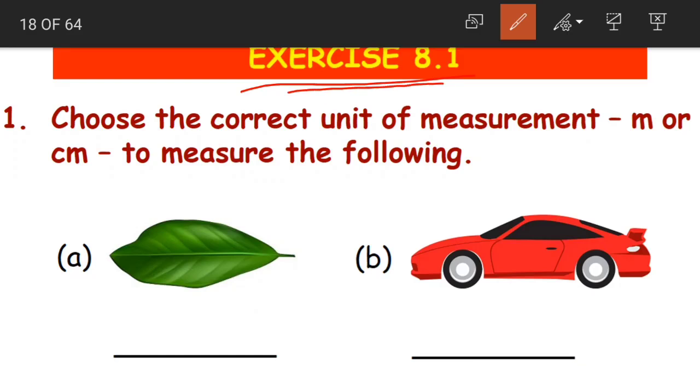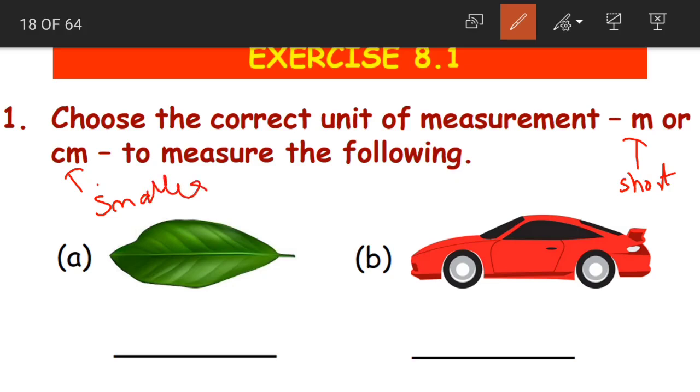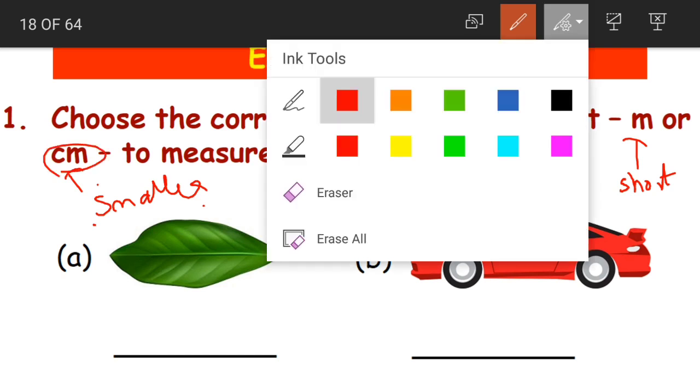Let us look at a small exercise here, children. Choose the correct unit of measurement. That is, we have to choose whether meters or centimeters are used to measure the following. Yes, if you recall, meters are for short distances and centimeters are for even smaller ones. For anything that is even smaller, we use centimeters.